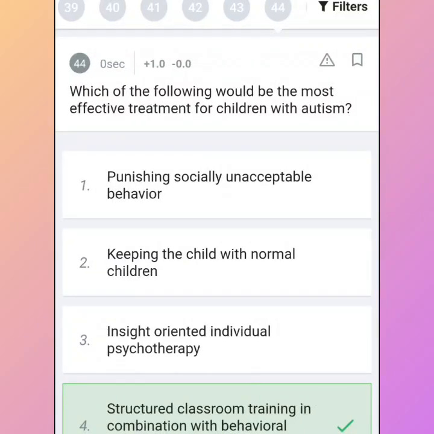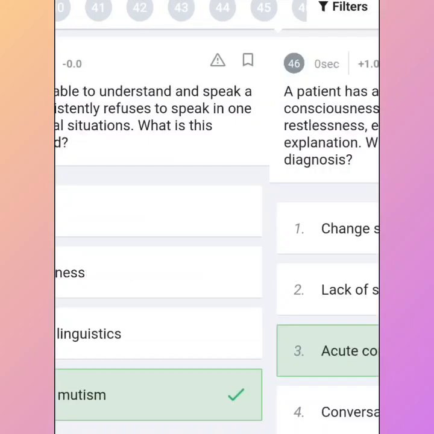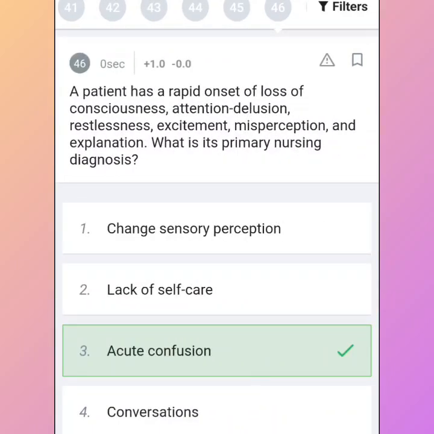Which of the following would be the most effective treatment for children with autism? Option 4, structured classroom training in combination with behavioral method. A child who is able to understand and speak a language consistently refuses to speak in one or several social situations. What is this condition called? Selective mutism.